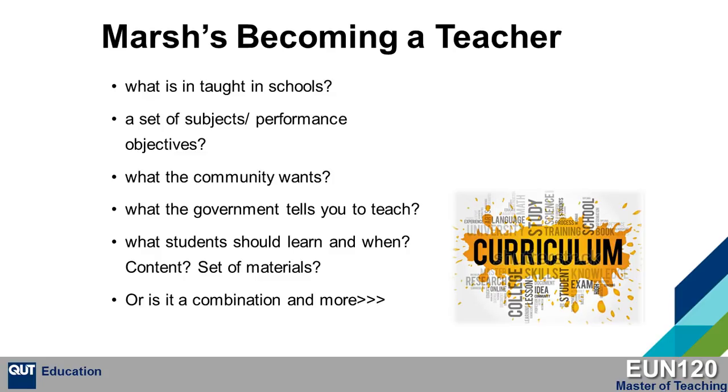I would like you to bear these models in mind as we look at some more definitions. From your set text for this subject, Marsh's Becoming a Teacher, the authors pose various questions about what curriculum means. Is it something that's taught in schools? Is it a set of subjects like maths, English, science, etc.? Is it a set of performance objectives, in other words, knowledge and skills that students should attain? Is it what society or the community wants? Is it what governments tell us we have to teach? Is it content, resources, sets of materials, or indeed is it a combination of all of the above and even a little bit more?